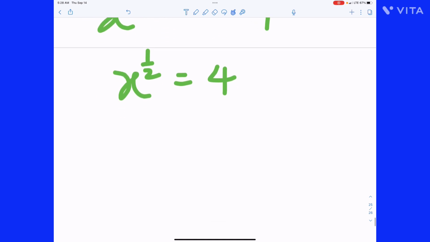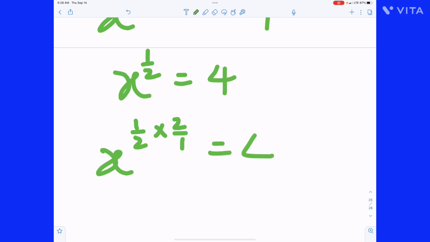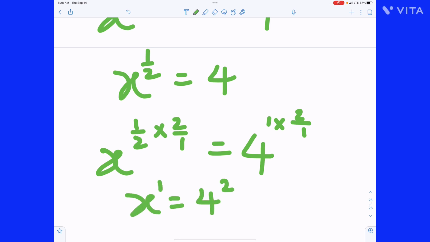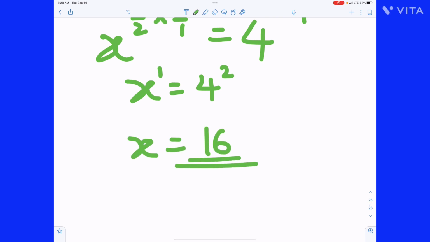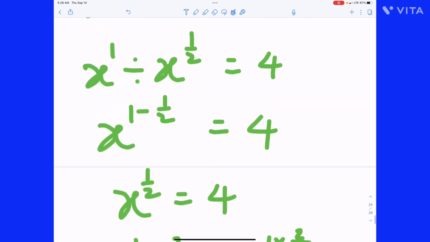I will now call on my reciprocals. x raised to the power half multiplied by 2 over 1. 4 also is raised to the power 1 multiplied by 2 over 1. That gives me x raised to the power 1 is 4 raised to the power 2. And that's x is equal to 16. 4 raised to the power 2 is 4 times 4, which is equal to 16.